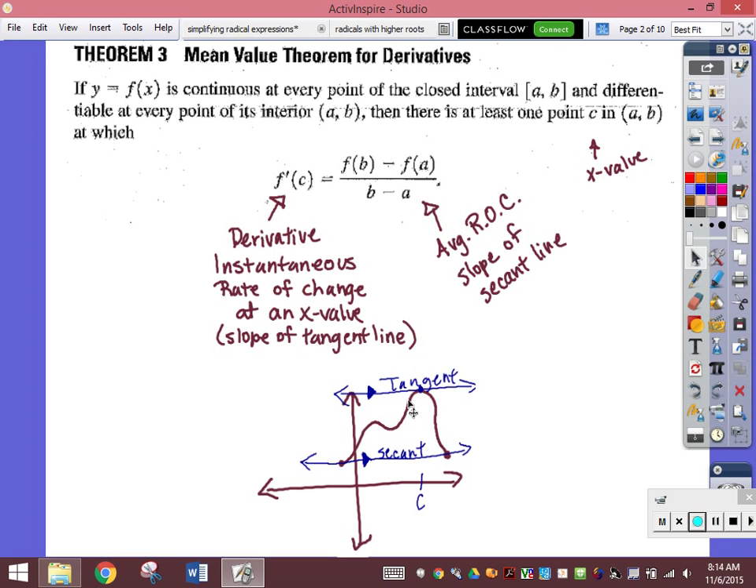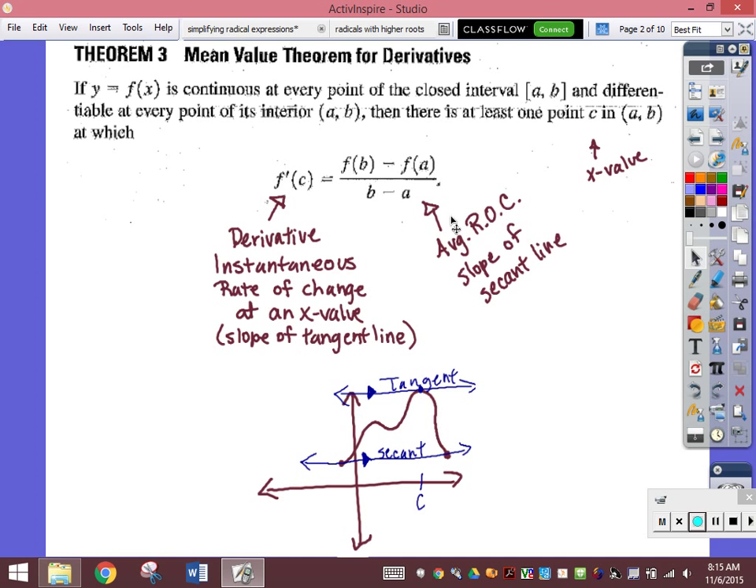And so if both of these lines are horizontal, then their slopes would be the same, so they would be parallel. So really what this theorem is saying is if you have some closed interval and your curve is smooth, with no cusps, corners, or any place where it's not differentiable, you're guaranteed that at some point a tangent line will be parallel to a secant line. And this is used most often to prove that you have a horizontal tangent line somewhere.